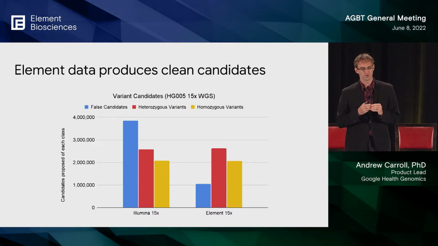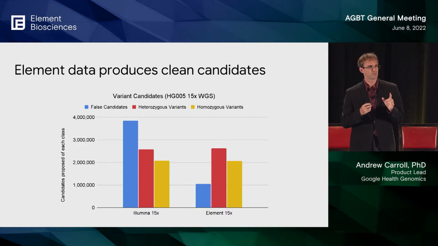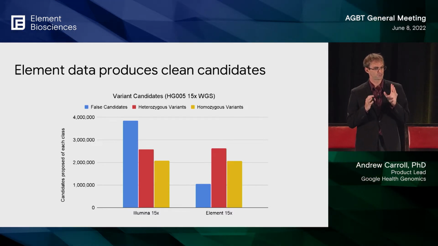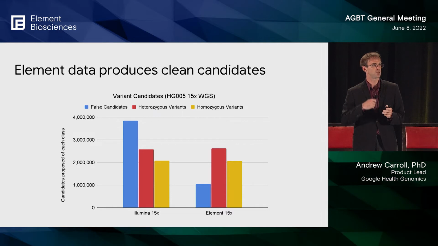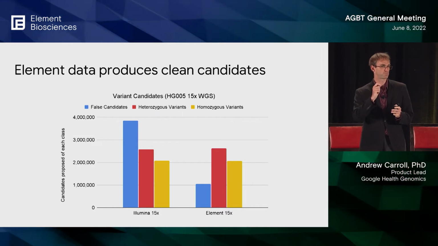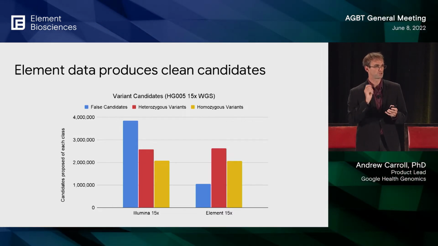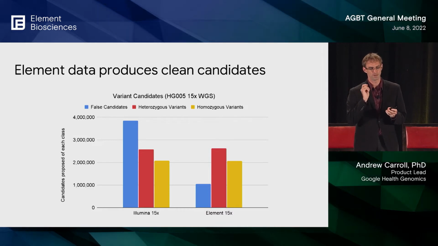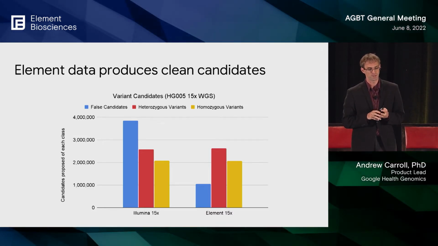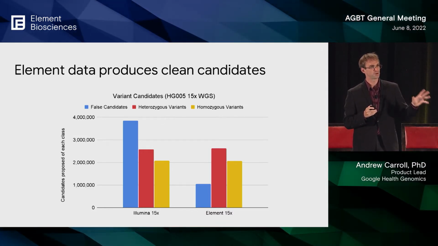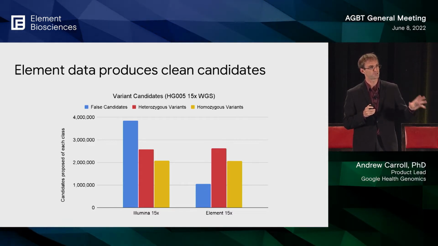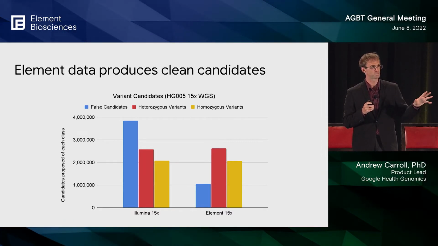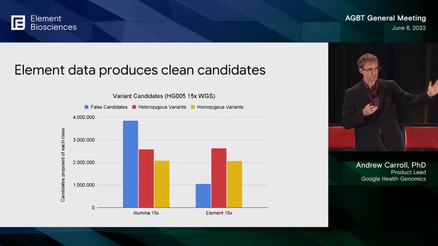One of the things we noticed right away is that the Element data is producing cleaner candidates. This is at 15-fold coverage. You can ask, of the things that human-written logic proposed, how many of them were rejected by the neural network? How many of them were eventually called as variant? As you can see, in Illumina, the neural network has more of a job to filter because there are more of these candidate sites that are proposed. And in general, the proportion increases as the coverage goes down.